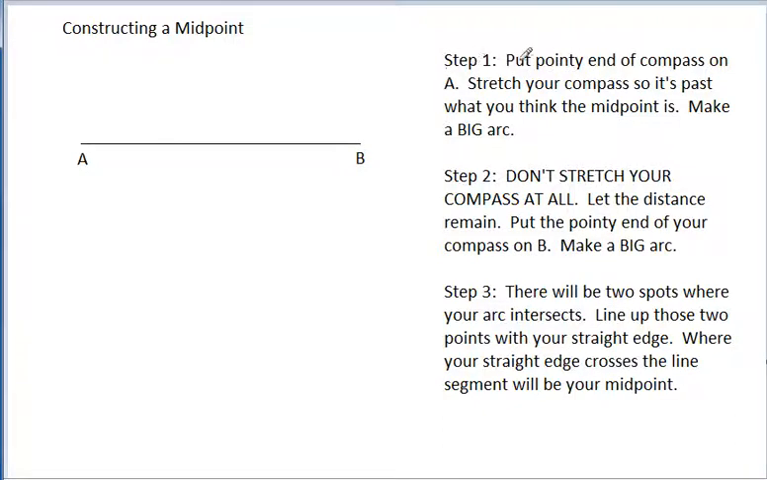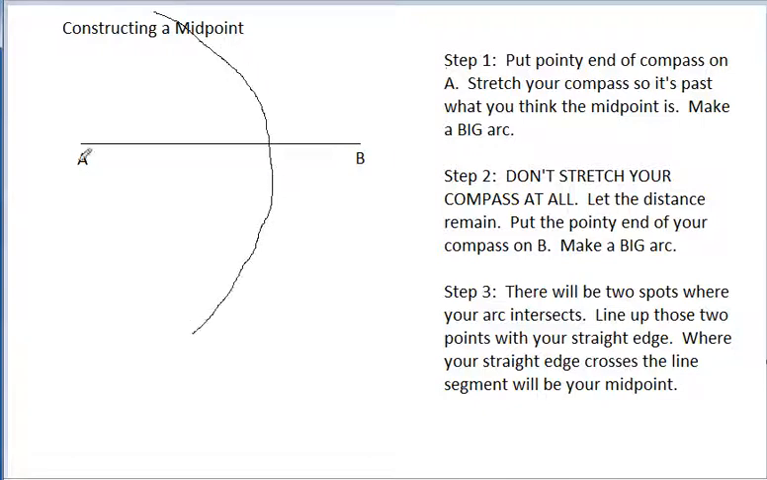Step 1 is to put the pointy end or the metal end of your compass on A. And what you're going to do is stretch out your compass so the pencil end is hitting somewhere past the midpoint. Obviously you don't know where the midpoint is, but you can kind of get an idea of how far you should stretch it. And then you're going to make a big arc. And so when you do that, your arc is going to look something like this.